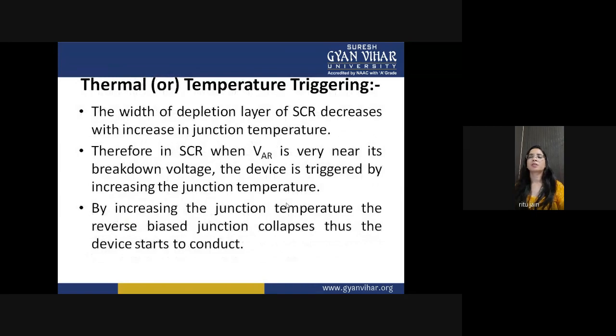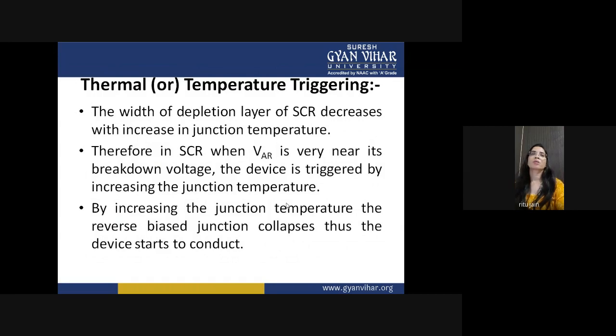Next is your thermal triggering. As the name indicates, thermal means temperature. So you are increasing the temperature of the SCR. Let's see the procedure for thermal triggering of an SCR. The width of the depletion layer of an SCR decreases with increase in junction temperature. So in an SCR, at breakdown voltage, the device is triggered by increasing the junction temperature. By increasing the junction temperature, the reverse biased junction collapses.